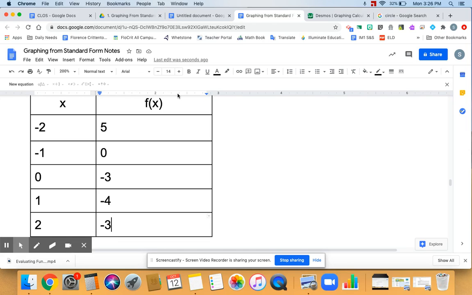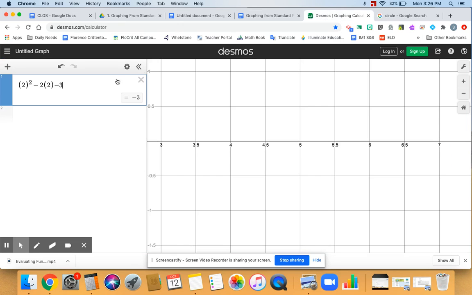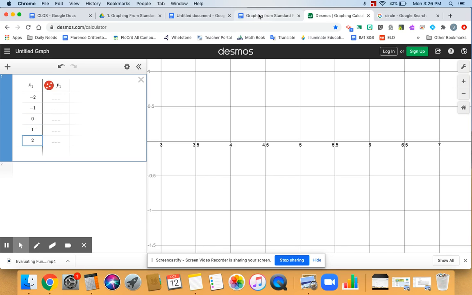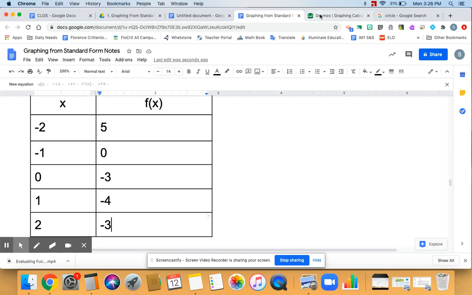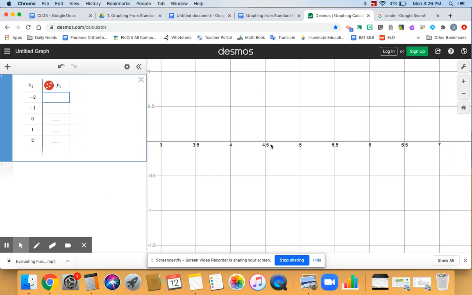So here's all the points. Let's graph them and see if they make a pretty picture or not. So I'm going to do it in Desmos. So my x's went from -2 to +2, and my point, this one was at 5.